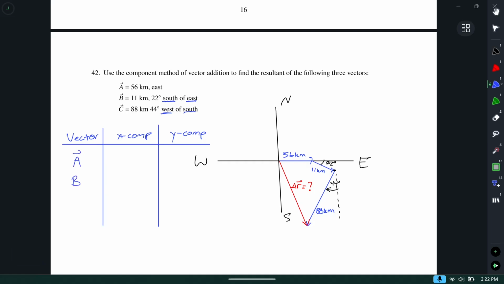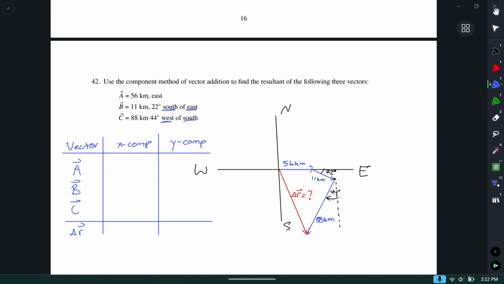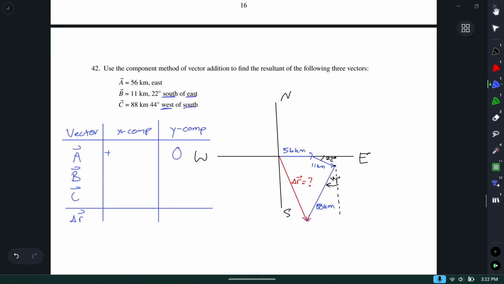So we got our three vectors, and then we want to add them to find our overall displacement vector. Help me out with the components of these vectors. Tell me for vector A. I know the x component is positive. What about the y? Would it be 0? Yep, because they're going due east. There is no north or south component to that. So 56 kilometers. All right, someone else, tell me about the components of vector B.